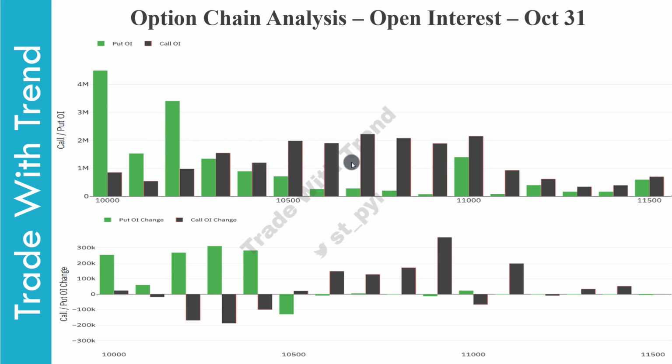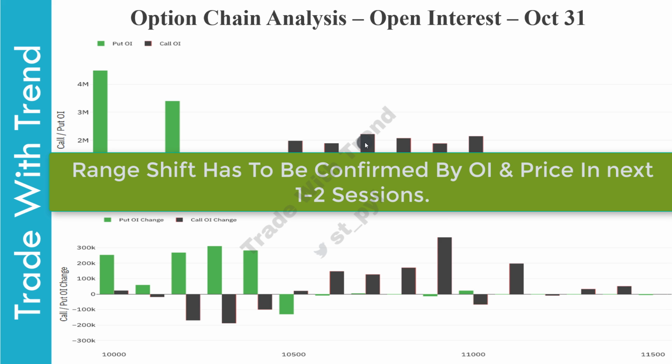Now, whenever you see a range shift happening based on open interest, which is the case here, you need further confirmation from price. At times a range shift happens, but there is no follow up or follow through, and therefore you should only draw conclusions once price confirms.